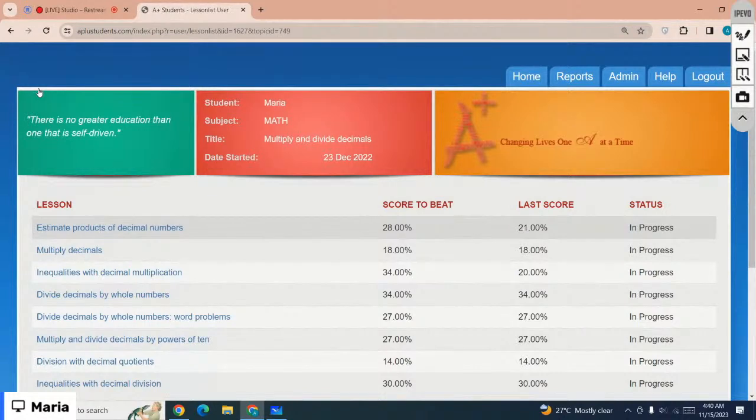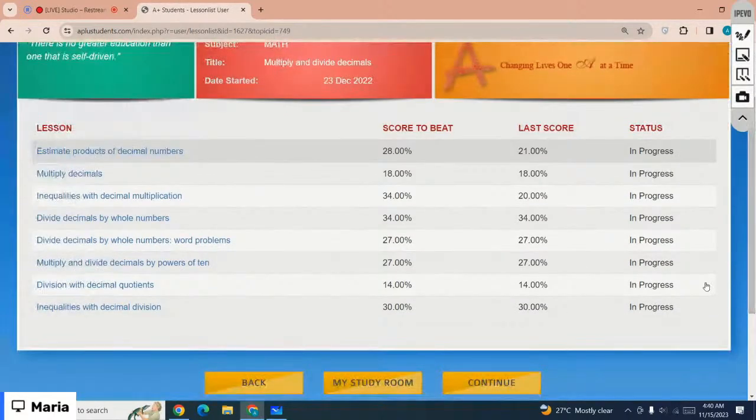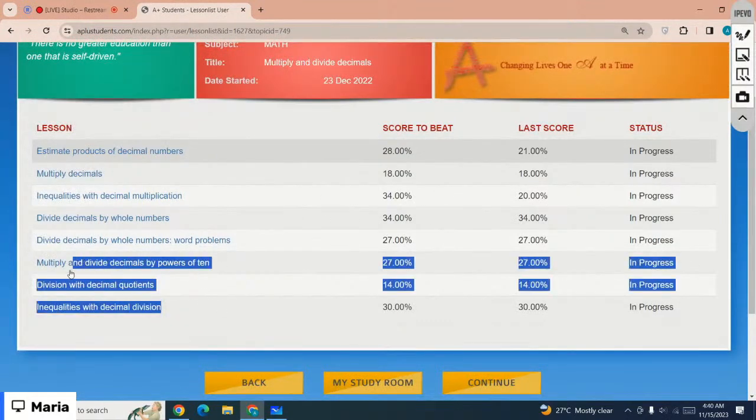So we were working on grade 6 math. The chapter we're working on is multiply and divide decimals. The lessons we have covered today are multiply and divide decimals by powers of 10, division with decimal quotients, and the one we just did is inequalities with decimal division. So please make sure before the next session you complete all the practice questions for the lessons we did today.